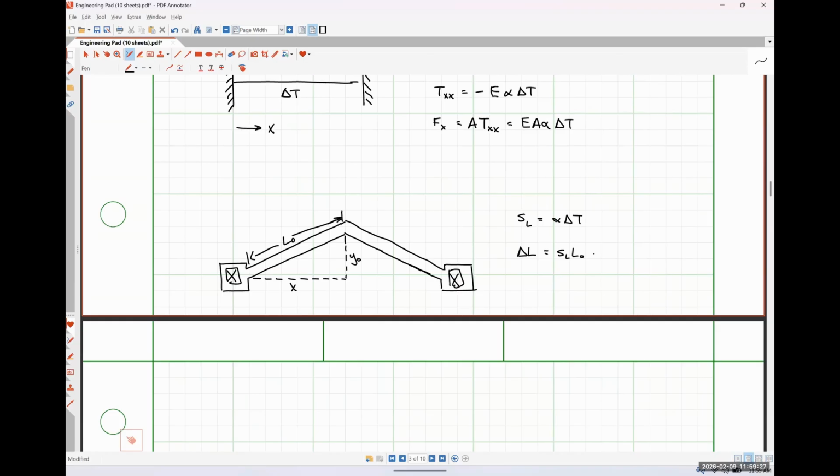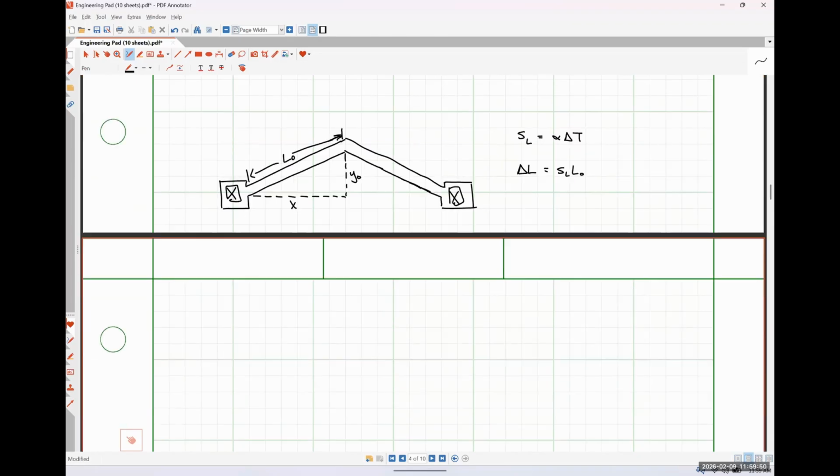So what we're going to do is use some very basic trig for this. When this heats, my length L naught is no longer just L naught. It'll be L naught plus that change in length, right? So that's the hypotenuse of my triangle.